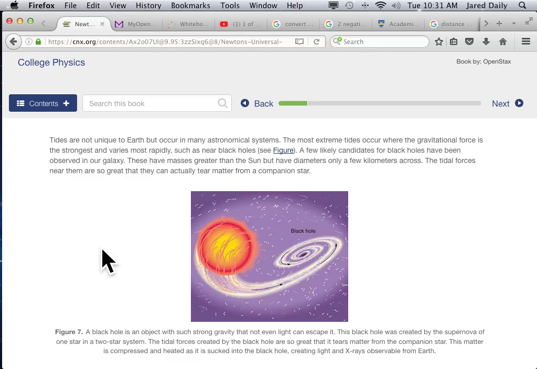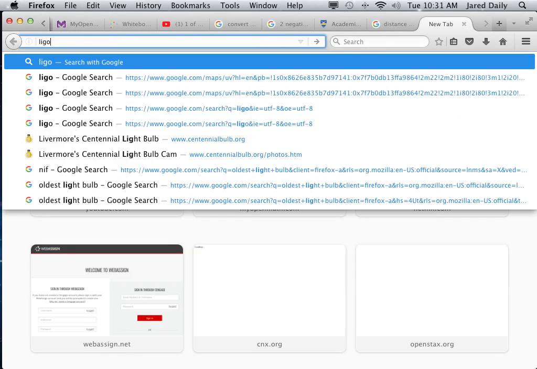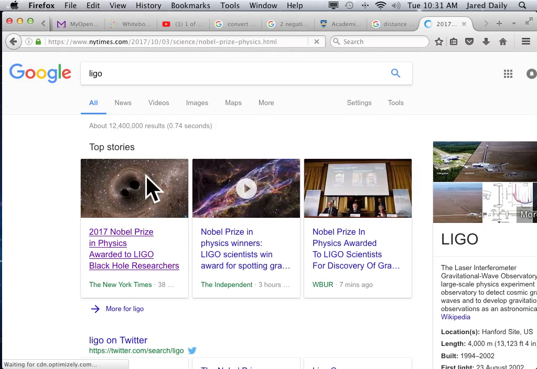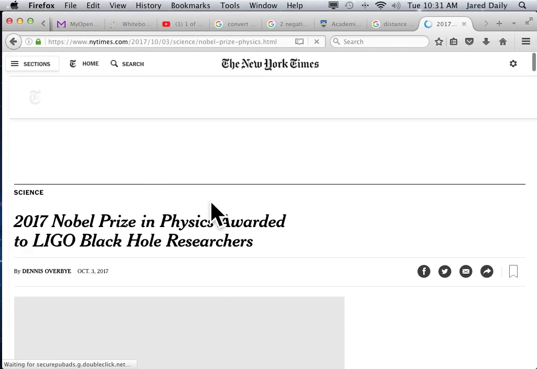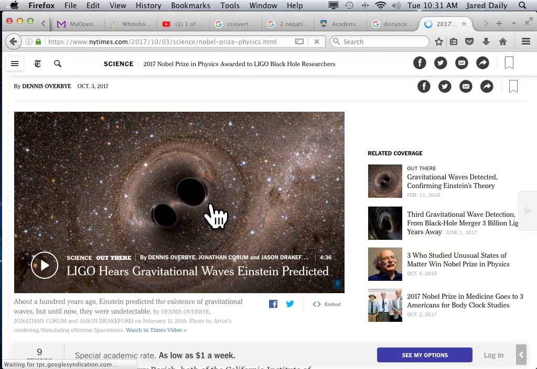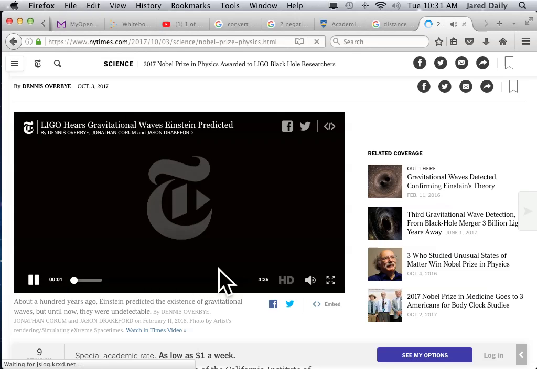So the LIGO array and the newest one, which is the MIGO array, I believe they call it. Let's look them up. Here's what they actually detected. This is an artist's rendition of what they actually detected. Two black holes that were actually rotating around each other. So two black holes that became very, very close to each other that eventually collided with each other. Let's watch this for a minute.